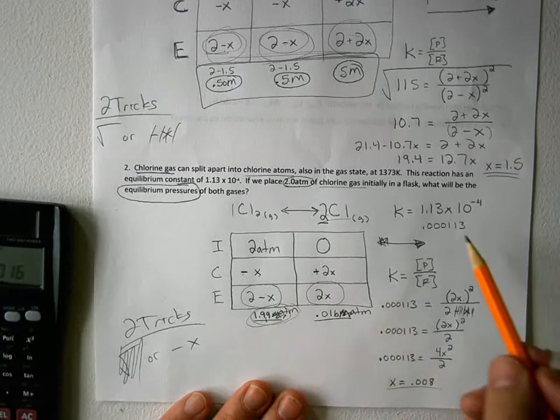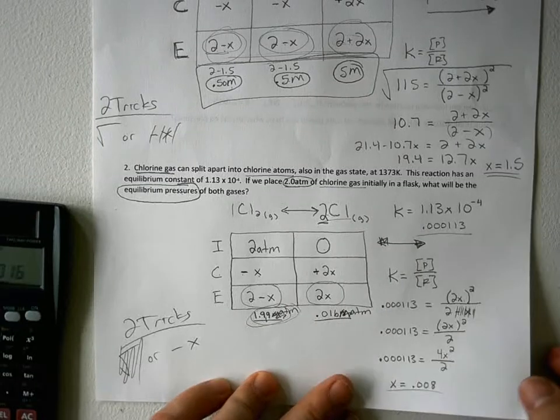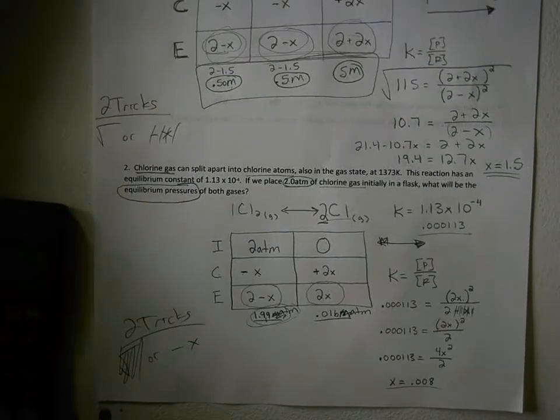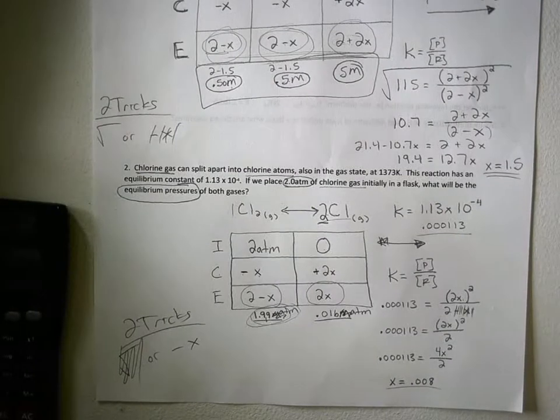Again, it looks like it's favoring those reactants, which makes sense because this K value is so much less than 1. Okay, this is our second video, and now I want you to try that third problem before you watch the video on how to solve it.